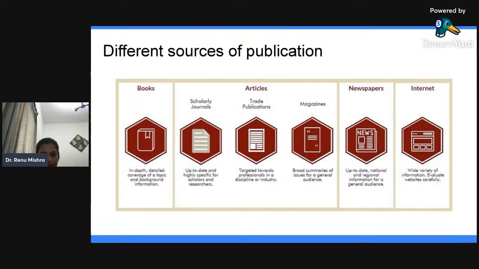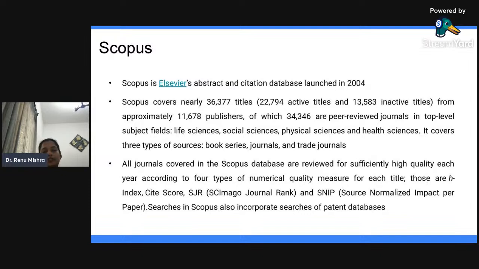Okay, all right. Now, coming to the journals, I'll take the journals one by one. First is Scopus. Basically, Scopus is an abstract and citation database, which was launched in 2004.